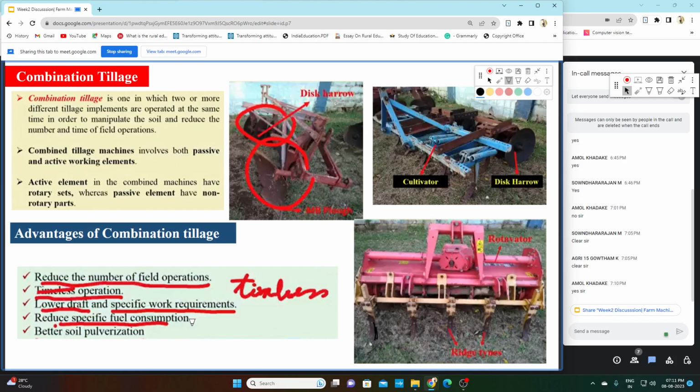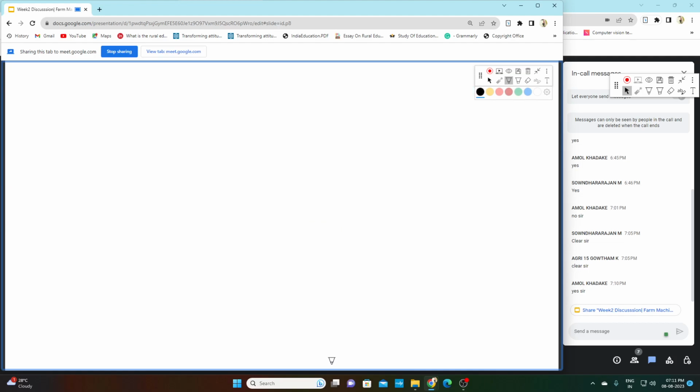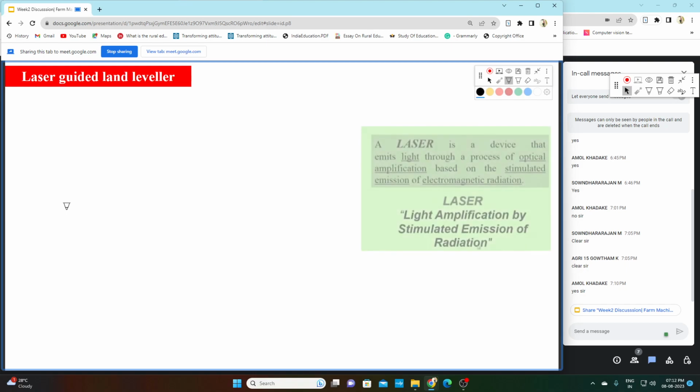Third, you can see we want to have better specific fuel consumption. Fourth, you can say we want to have better soil pulverization, because we are using two types of equipment, so our soil pulverization will be more. So this is about combination tillage, okay. Now I will be moving on to the next topic, that is laser guided land leveler. This is our last topic, then we will be discussing some questions.